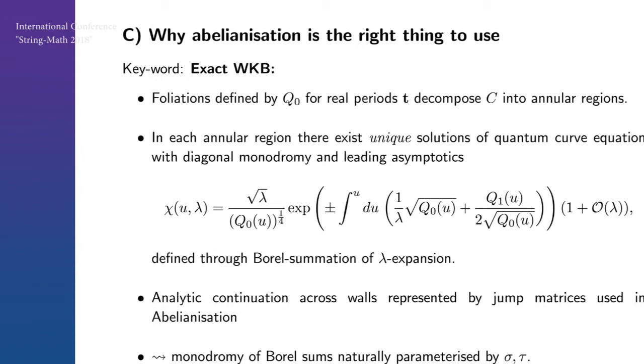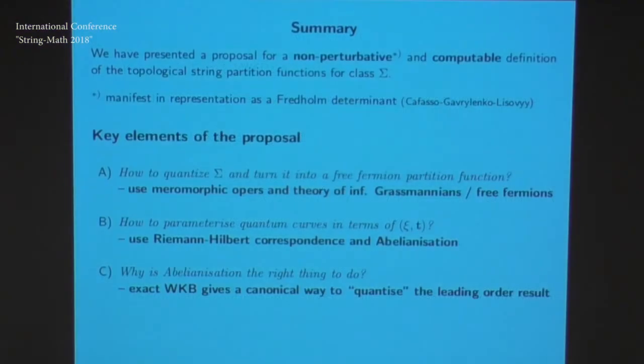All right, so I'm already approaching the end. It seems I'm a little fast, but okay, it gives me time to say a few last words. So here is the summary. We have presented a proposal for a non-perturbative, and in fact, thanks to this story of factorization of Riemann-Hilbert problems and the associated factorization of tau functions, a pretty computable definition of the topological string partition function for the class sigma. That it is non-perturbative wasn't quite manifest from the somewhat formal representations of the tau functions I've given before.